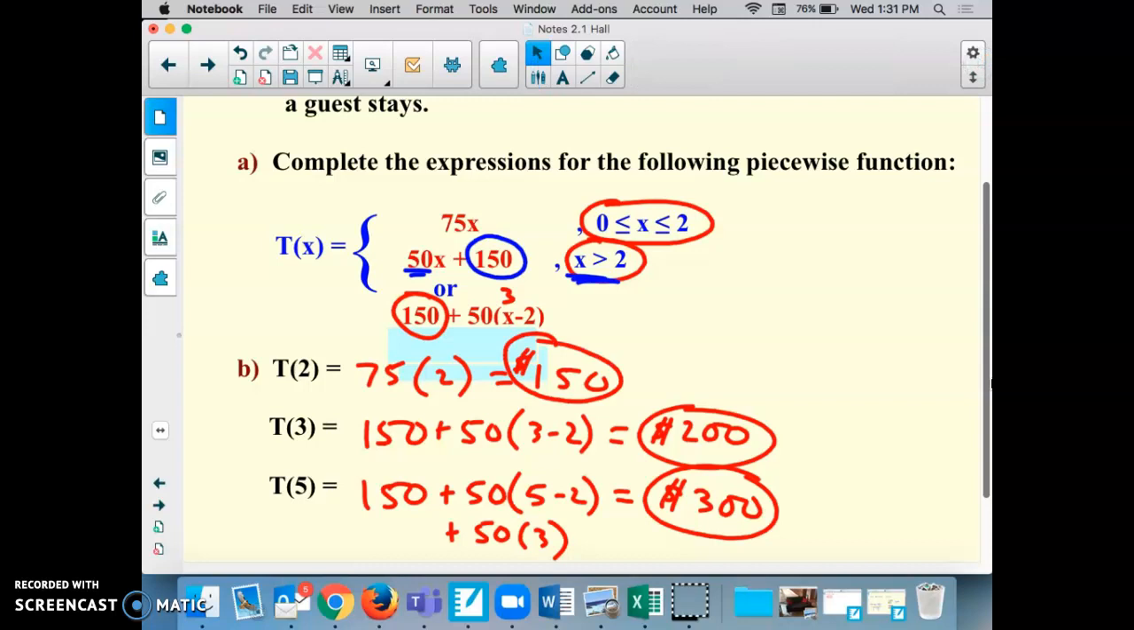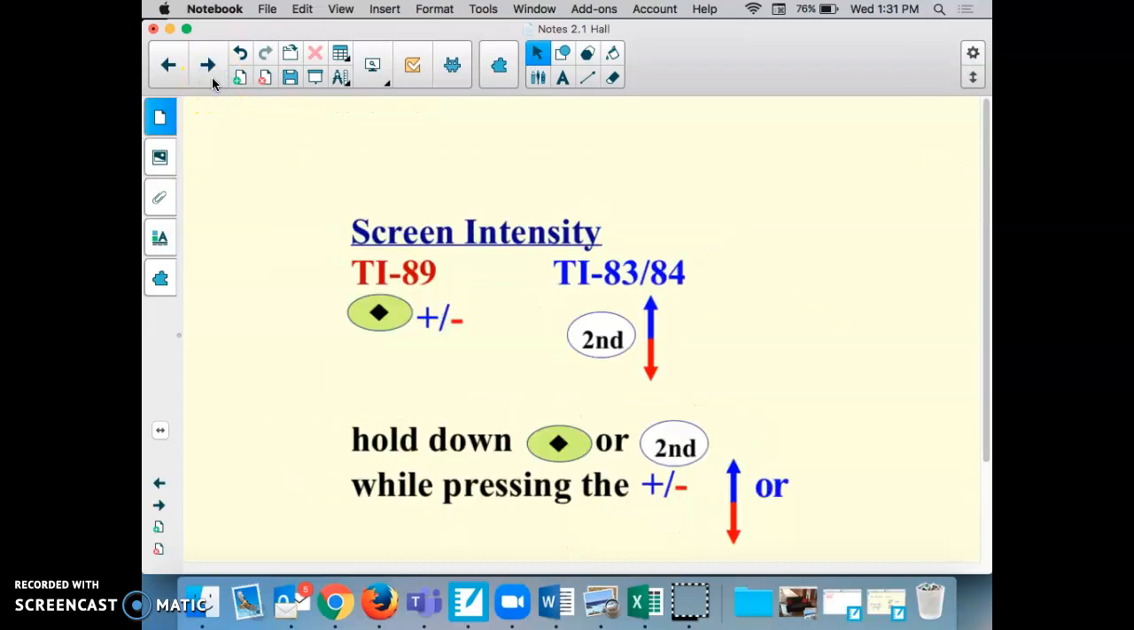The last thing I'm just going to show you is how to darken your screen, the screen intensity. If you have the 84, if you hit the second up arrow and hold it, it'll make it darker. If you hit second down arrow, that'll make it lighter. All right, you can either second up, or second and hold up, and it'll make your screen darker or lighter. Just try it.